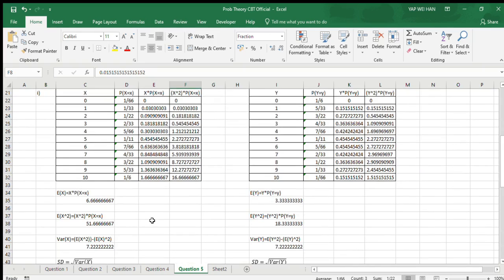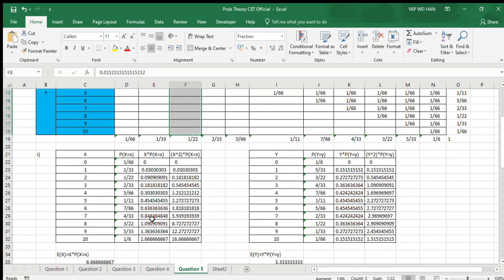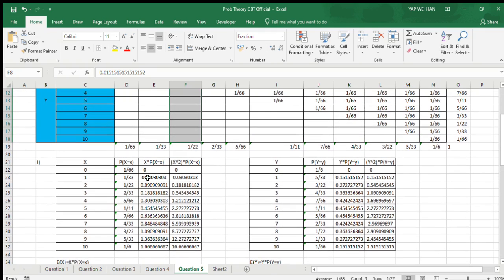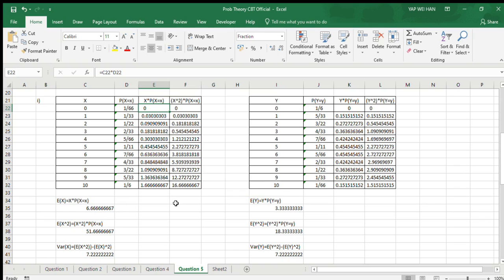Next, we fulfill the condition required by the expectation, which is x times the probability of x. How do we find it? It's easy. We just use the x in C22 and multiply by D22, and then we get our x times probability of x. Do the same thing for the rest, add everything up together, and you will get 6.67.